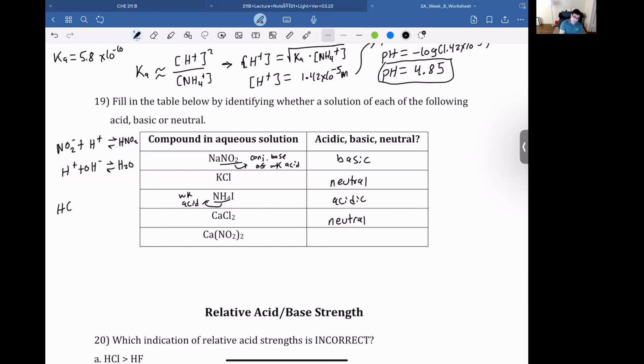All right. It's not reversible, or negligibly reversible. And then, it's not technically true, but it's true enough for all of these. And then we have CaNO2, 2. So this one, for the same reason as the first one, NO2 is the conjugate base of a weak acid.